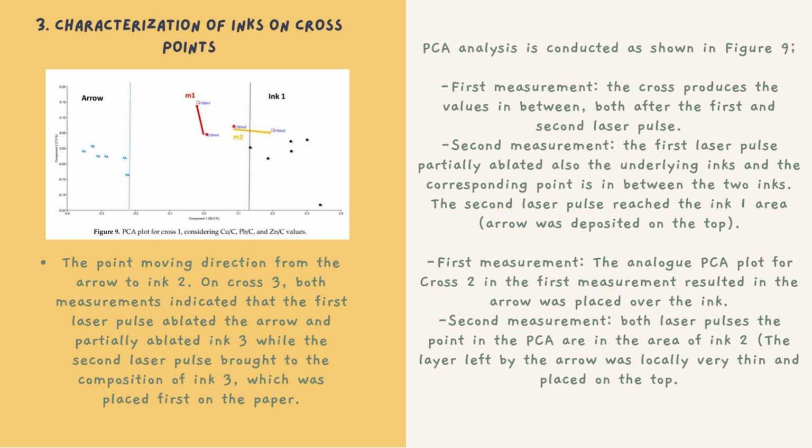In the second measurement, the first laser pulse partially ablated the underlying ink, and the corresponding point is in between the 2 inks. The second laser pulse reached the area in the plot that is characteristic for the first ink, leading to the conclusion that the arrow was deposited on top.